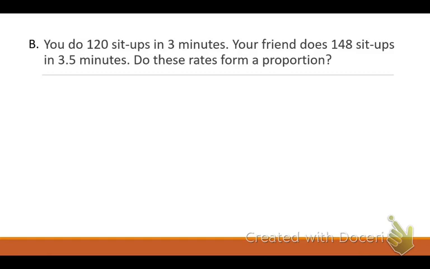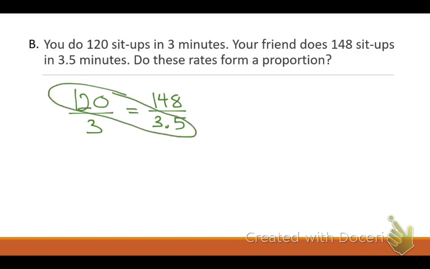Okay, so my first one, I did 120 over 3 equals 148 over 3.5. All right, can someone explain to me how I could actually do this mental math without using my calculator? We talked a few minutes ago about what I could do when I'm multiplying a whole number by a decimal value that has that half part of it.